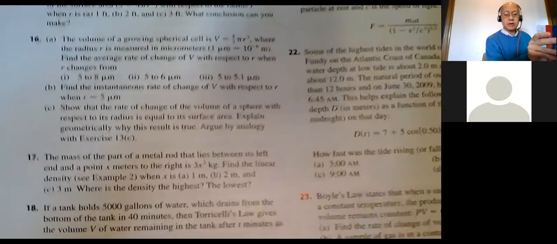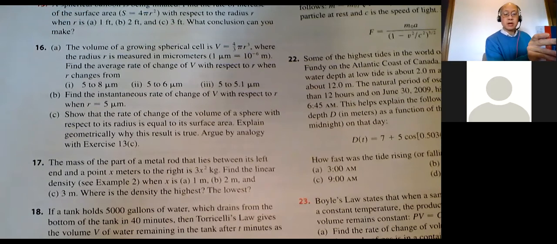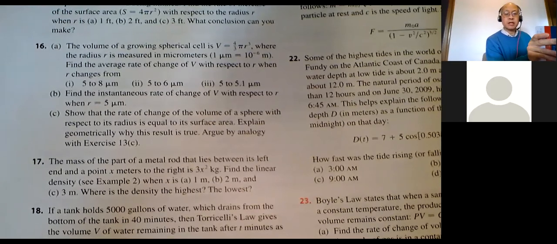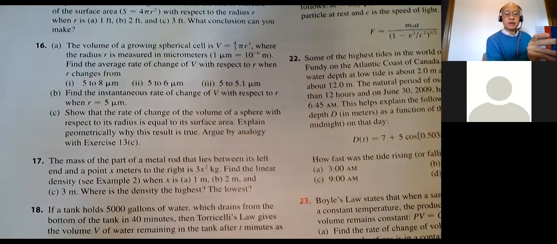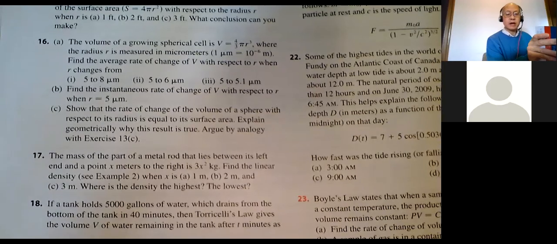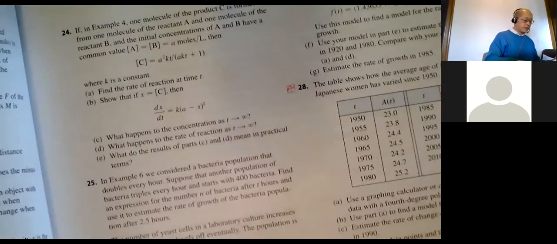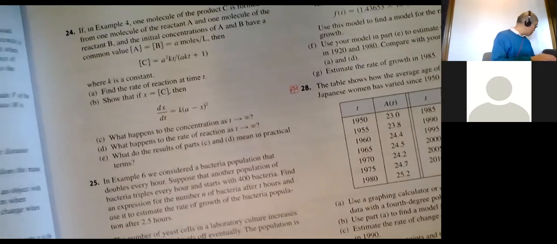Okay, then the last one I was going to do was 19. I'll let you try to figure out 17 on your own. The mass of the part of a metal rod that lies between its left end and a point x meters is 3x squared. Find the linear density when x is 1, 2, and 3 meters. Okay, it says look at example 2, but I'll let you figure that out on your own. But I wanted to show you 19.